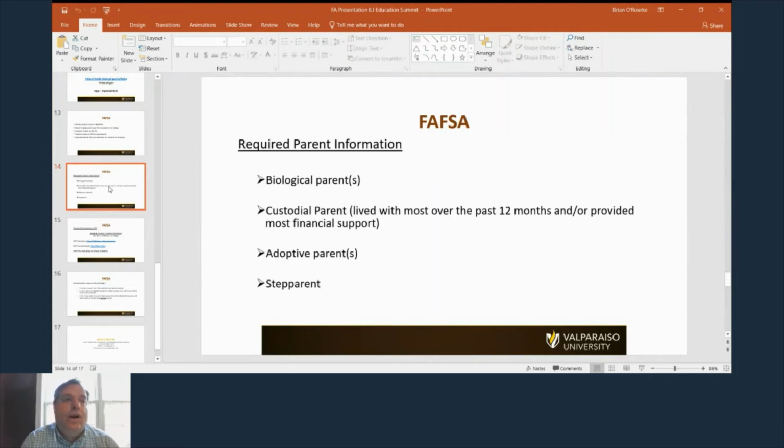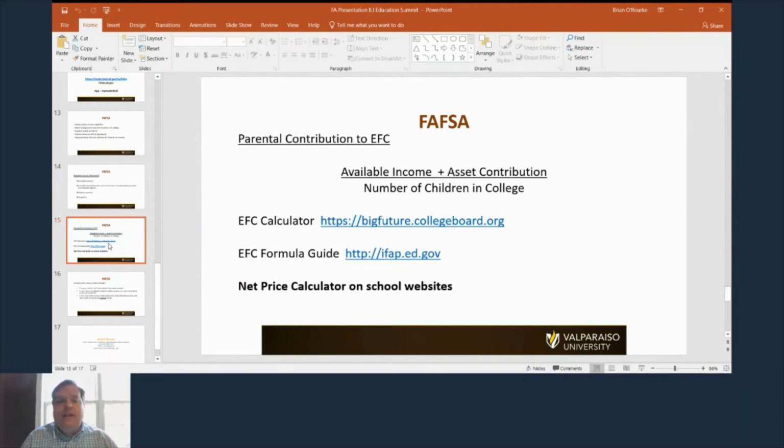If you are an adopted student, your adoptive parents need to include their information on the FAFSA. And if your biological parent is remarried and there's a stepparent in the home, the stepparent has to include their information on the FAFSA. How it basically works is they look at the income of the parents. They look at the amount of money and different things that families have. They divide it by the number of students in college, and that's where your EFC comes from.